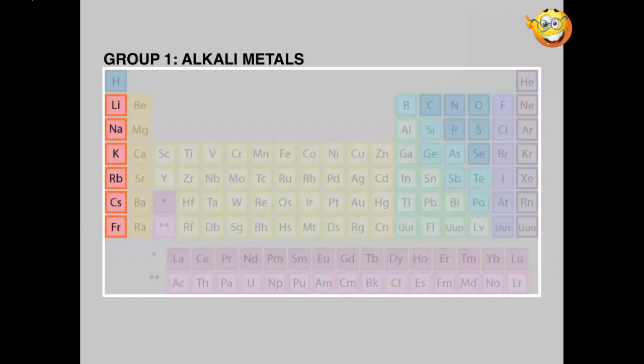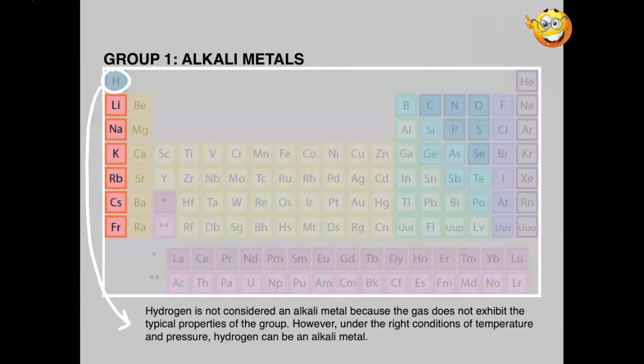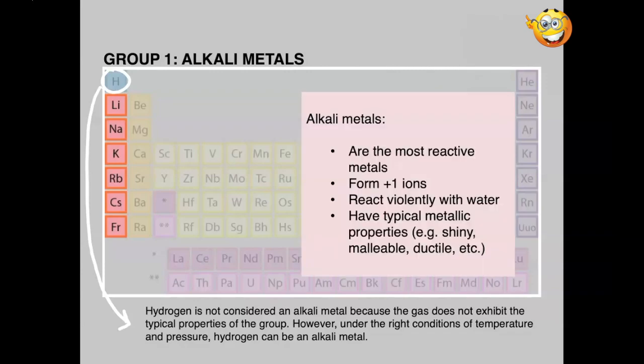So group 1, what's highlighted here in that red, is called alkali metals. And if you notice, hydrogen, even though it's in group 1, it's not actually in it. So hydrogen is not considered an alkali metal because the gas does not exhibit the typical properties of the group. However, under the right conditions of temperature and pressure, hydrogen can be an alkali metal. So what exactly are the properties of it?